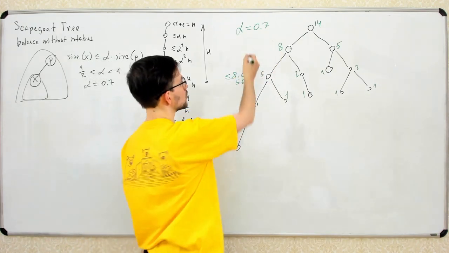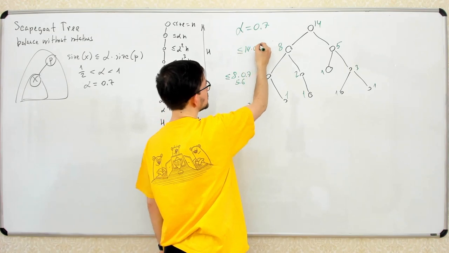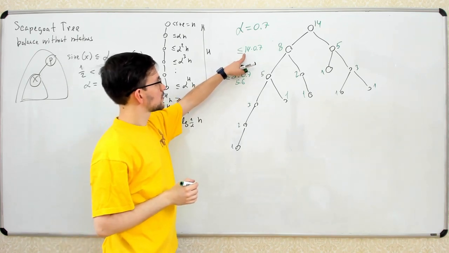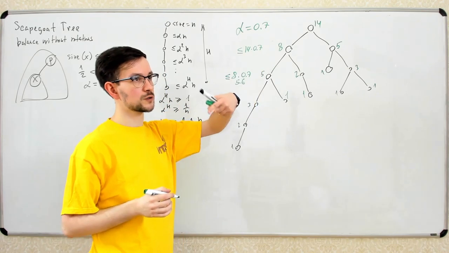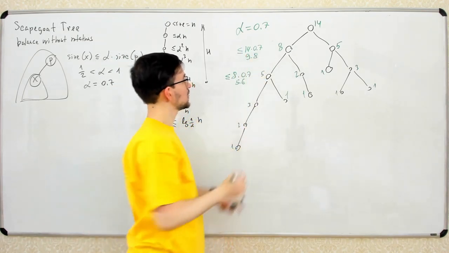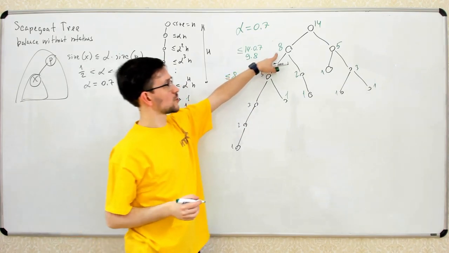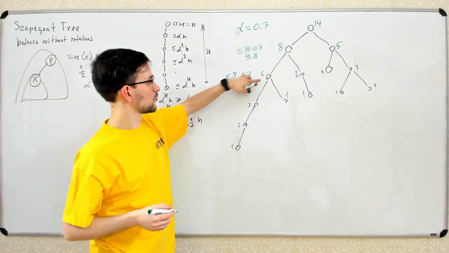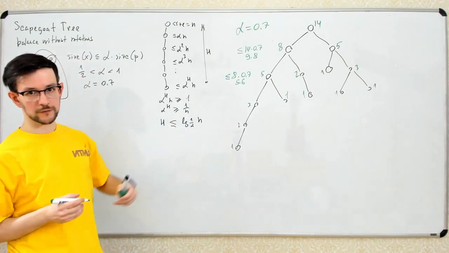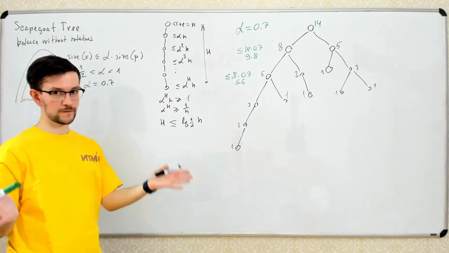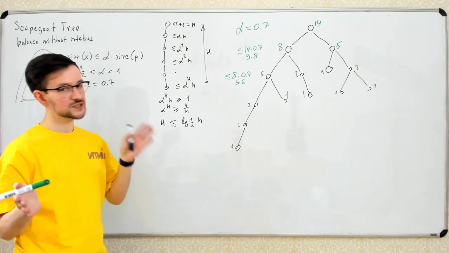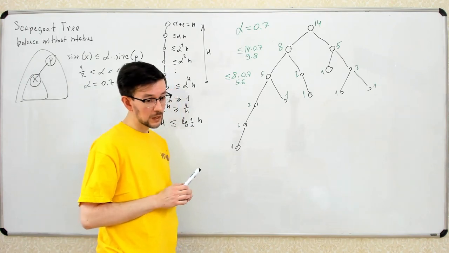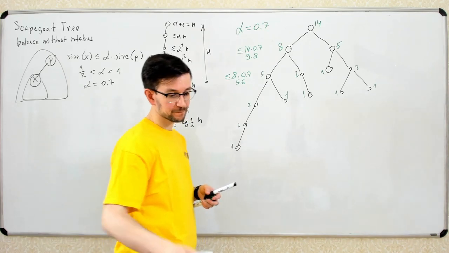Now let's look at this node. This node should be at most 14 multiplied by 0.7. I hate arithmetic. So it's 7 plus 2.6. So it's 9.8, right? So 8 is less than 9.8. So this node is okay. And so on. So for each node, you just check that everything is cool. If everything is cool for each node, then the height of this tree will be at most this logarithm. Cool, right.